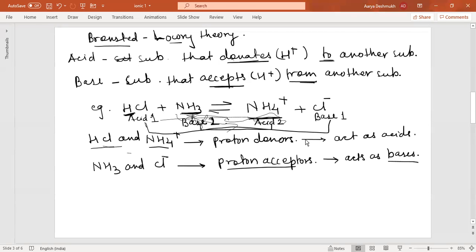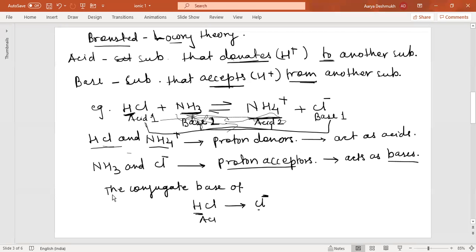Remember, HCl and Cl minus here. Look here, HCl and Cl minus. This is an acid-base conjugate pair. So I'll write here the conjugate base of a Bronsted-Lowry acid is the species found after an acid donates a proton. Means this HCl and Cl minus. So when this acid donates a proton, chloride ion is formed.